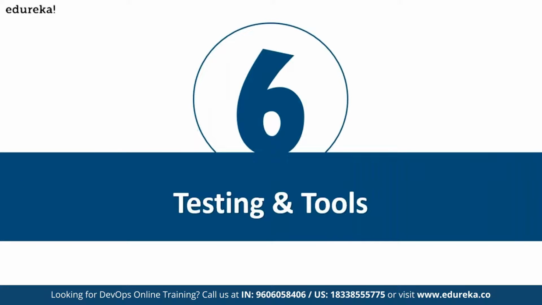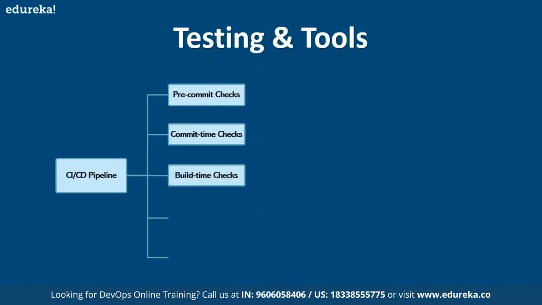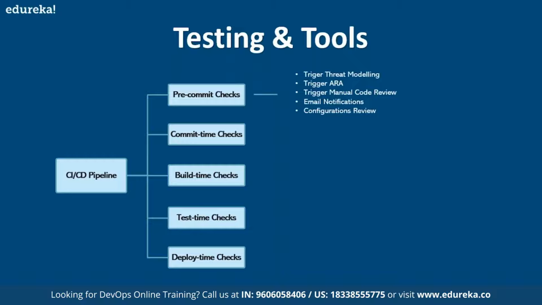Now, what are the testing and tools used for DevSecOps? For the CI/CD pipeline, the testing is pre-commit checks, commit time checks, build time checks, test time checks, and deploy time checks. During all these checks, there are certain things which we need to look into. What are those? For example, for the pre-commit checks, we need to look at the trigger threat modeling, the trigger ARA, the trigger manual code review, email notifications, and configuration review. So all these things will be taken care of when you are doing DevSecOps.